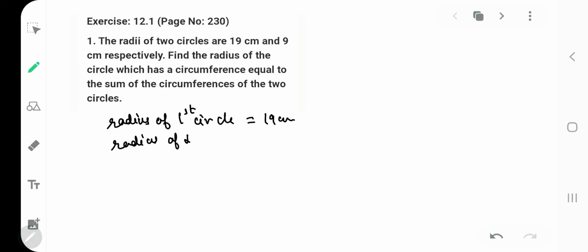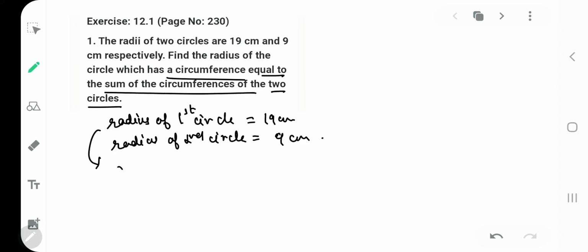Question number 1 says, the radii of two circles are 19 and 9 centimeter. So I'll write it. Radius of first circle is 19. Radius of second circle is 9. Once you got that, further it says find the radius of the circle which has circumference equal to sum of circumference of these two circles.